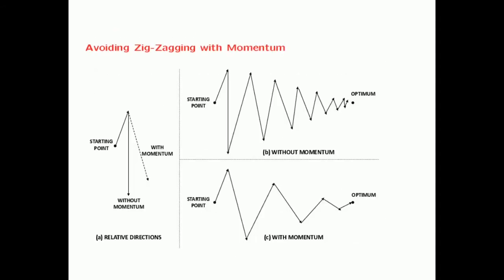Just to give you an example, here is an example of zigzagging. You can see along the y direction, the slopes tend to be higher, but these directions are not consistent. So what you typically want to do is reduce the velocity in the y direction and increase the velocity in the x direction.